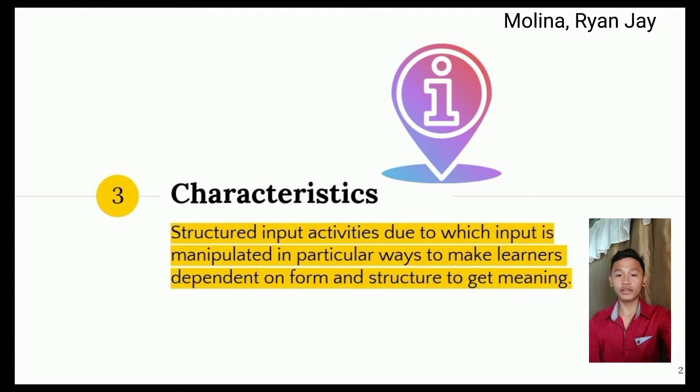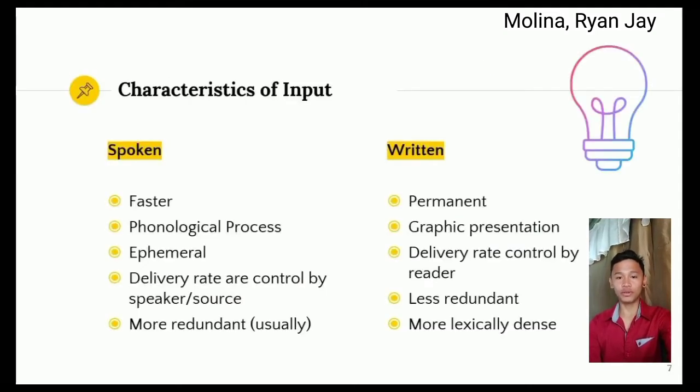Other characteristics of input in terms of spoken: it is faster, phonological, ephemeral, and delivery rate is controlled by the speaker or source. It is usually more redundant. While in terms of written, it is permanent, graphic in presentation, delivery rate is controlled by the reader, and it is also less redundant and more lexically dense.